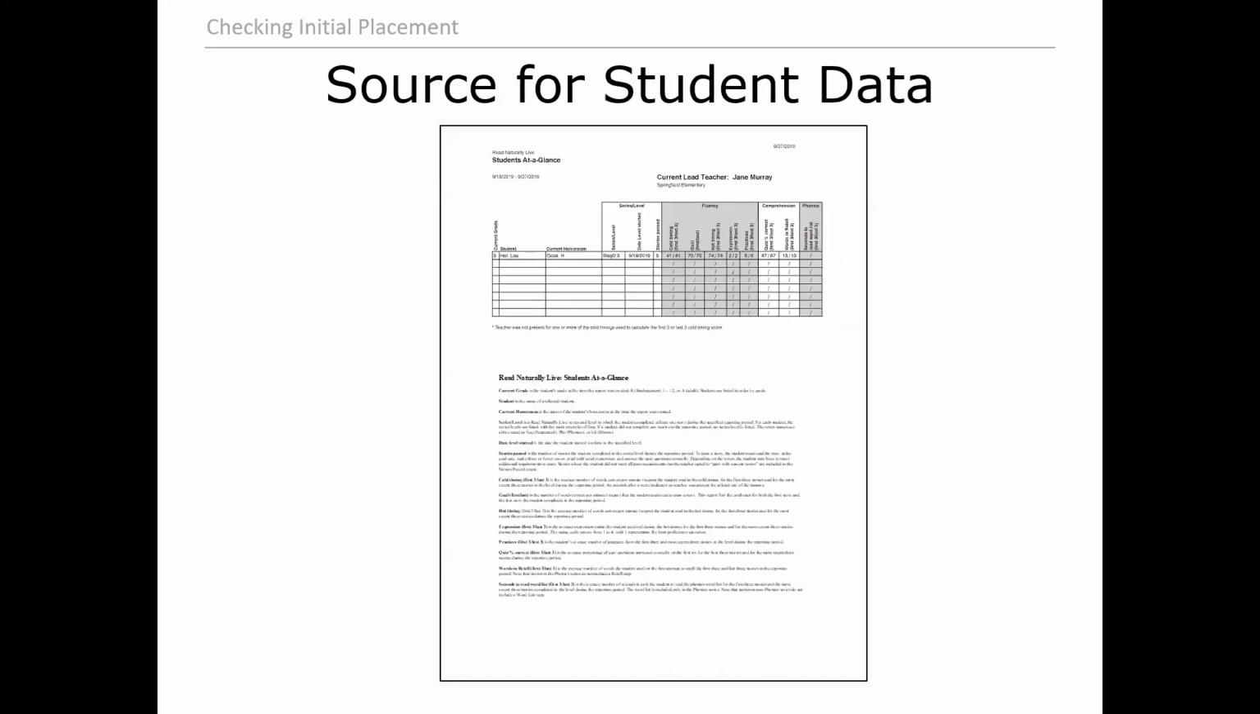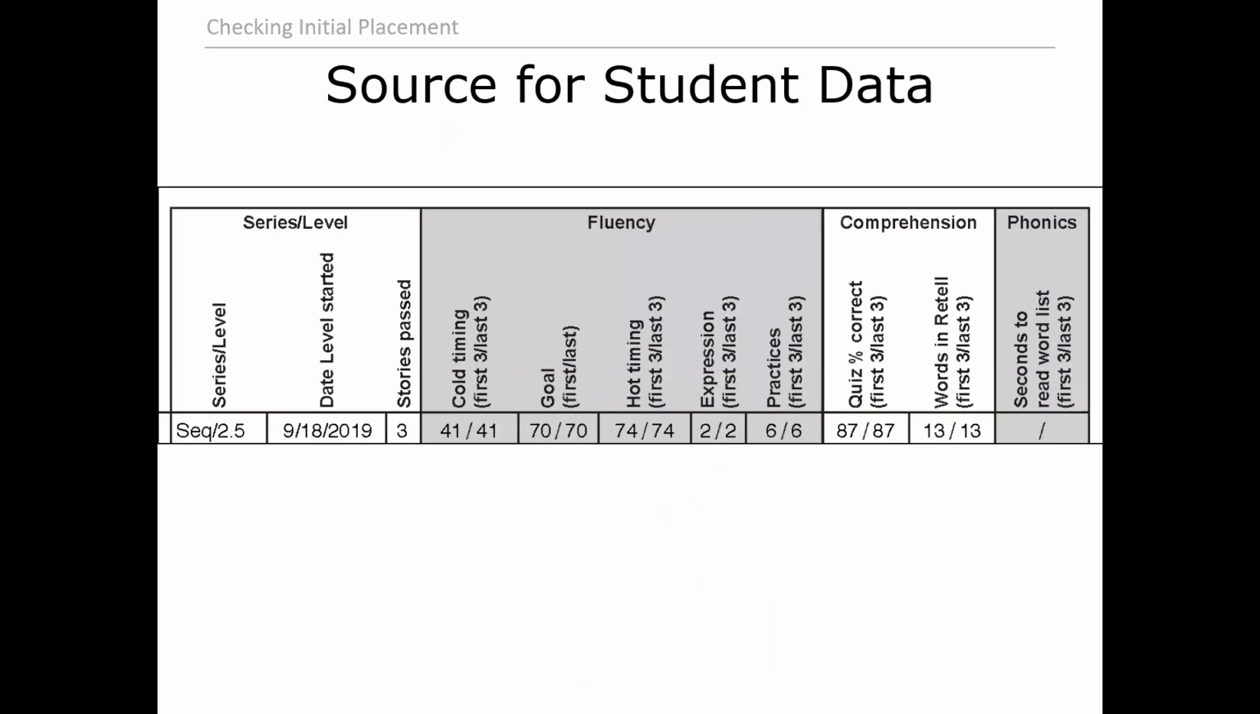The place where you can find the information you need in order to do this process is called the Students at a Glance report. Okay, in a minute, I'm going to show you how to access that report within your Read Live account. But the Students at a Glance report, you'll notice there's 4 sections. The first one that's white is information about your student series they're working in, the level they're working in. Then we have a fluency data section, a comprehension section, and a phonics section.